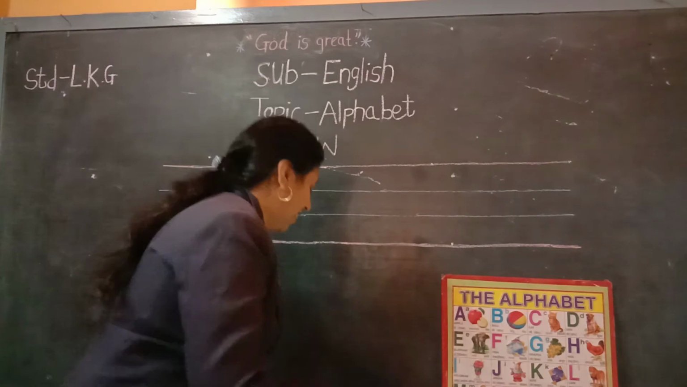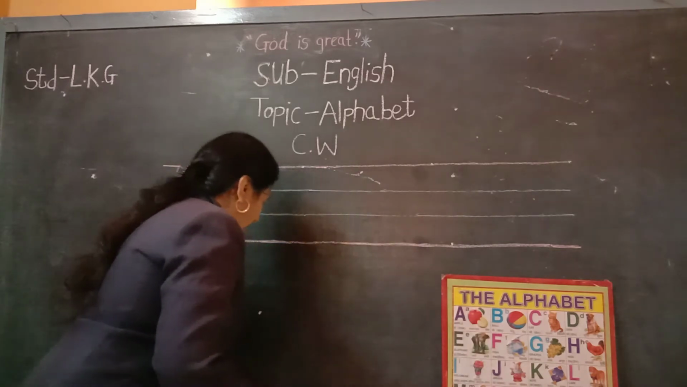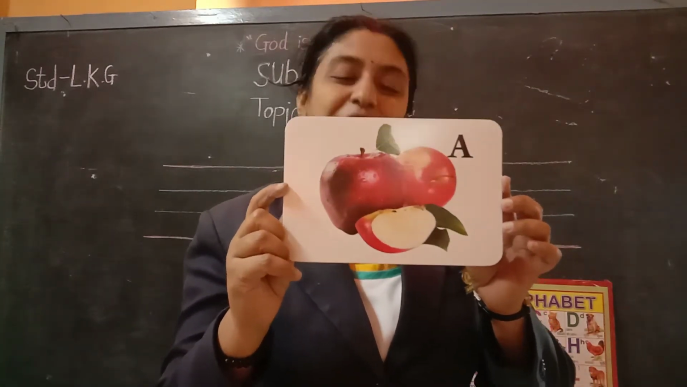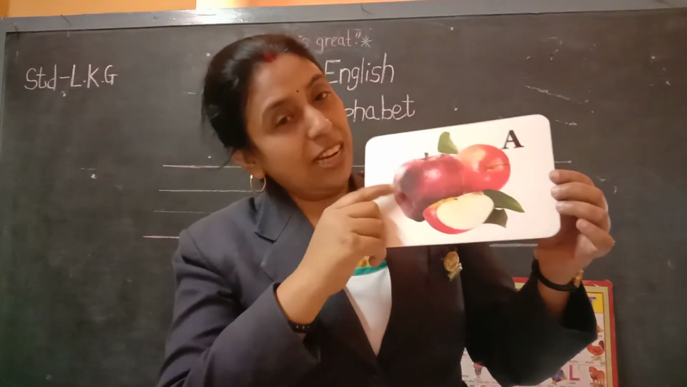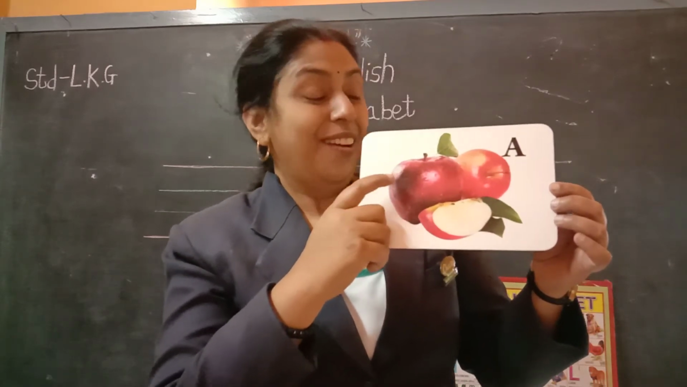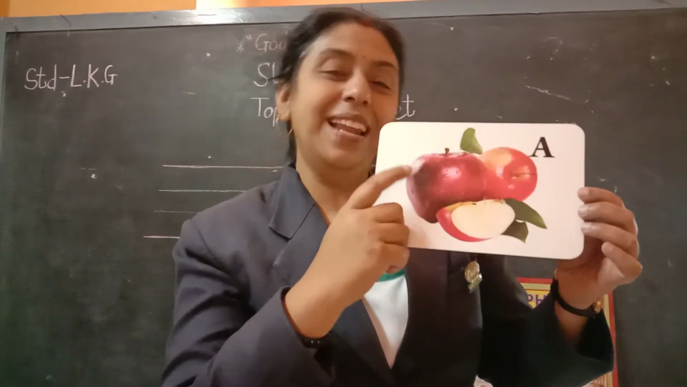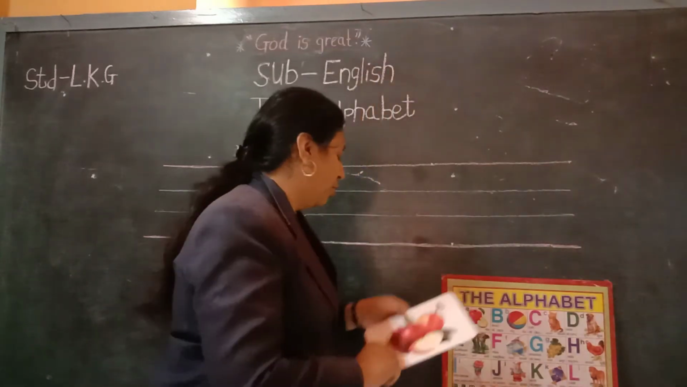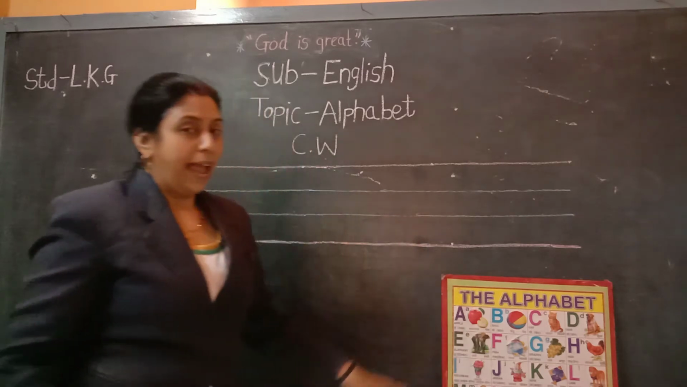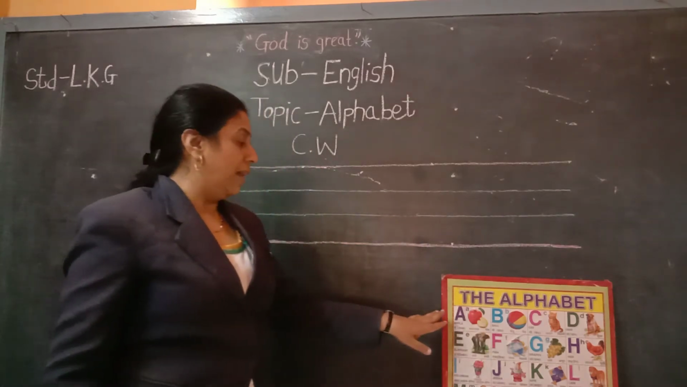Very good. Look here. Which fruit is this? Apple. Very good. What is the color of apple? Red. Very good. So, A for apple.